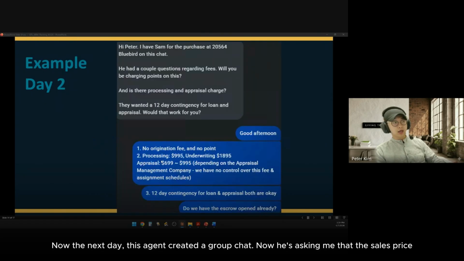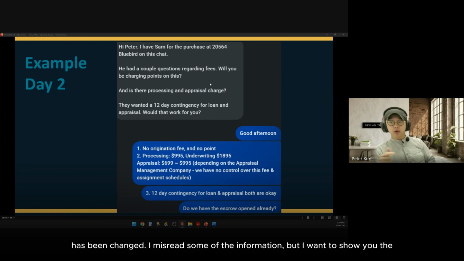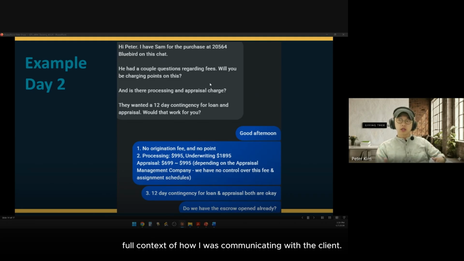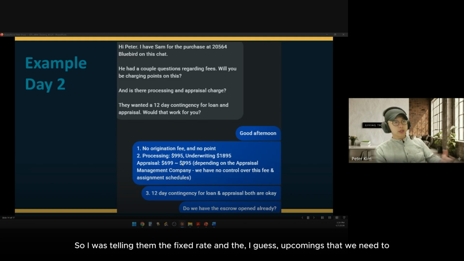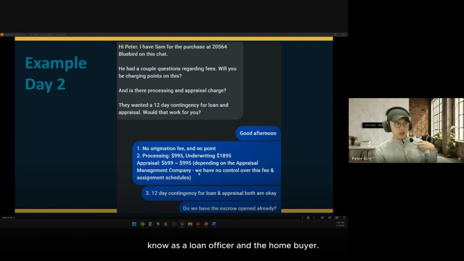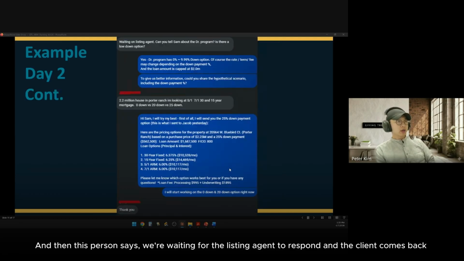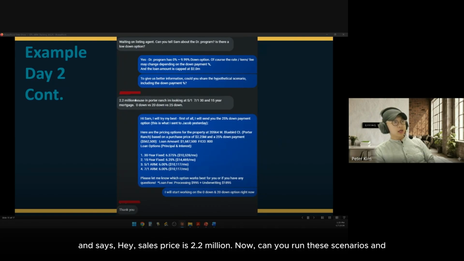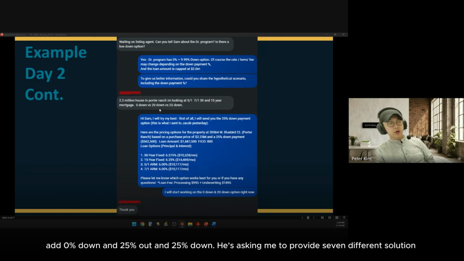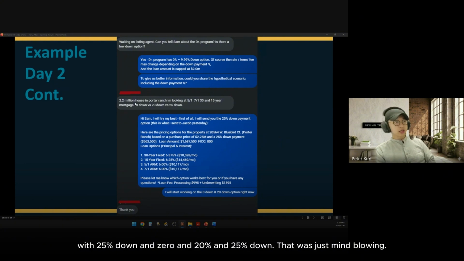Now, the next day, this agent created a group chat. Now he's asking me because the sales price has been changed. I misread some of the information, but I want to show you the full context of how I was communicating with the client. I was telling them the fixed rate and the upcoming items that we need to know as a loan officer and the home buyer. Then this person says, we're waiting for the listing agent to respond. And the client comes back and says, hey, the sales price is 2.2 million now. Can you run these scenarios, and add 0% down and 25% down? He's asking me to provide 7 different solutions with 25%, 0%, and 20% down.